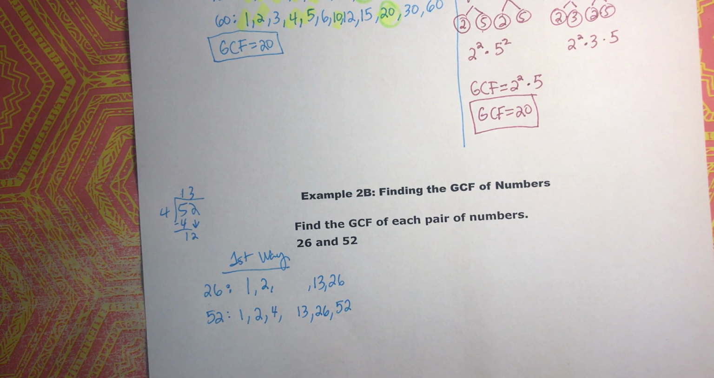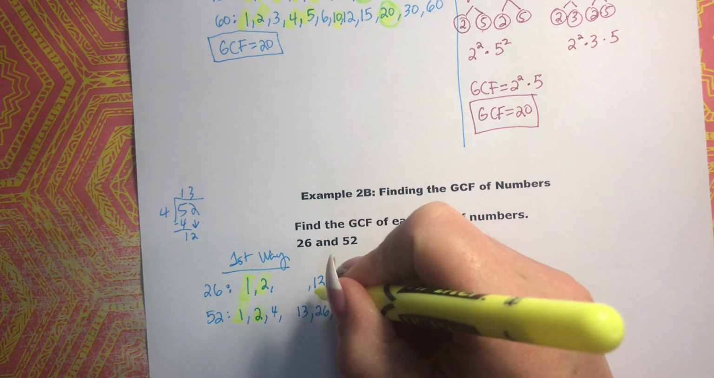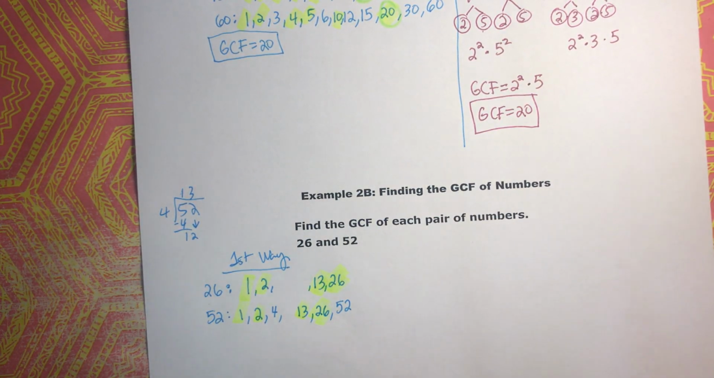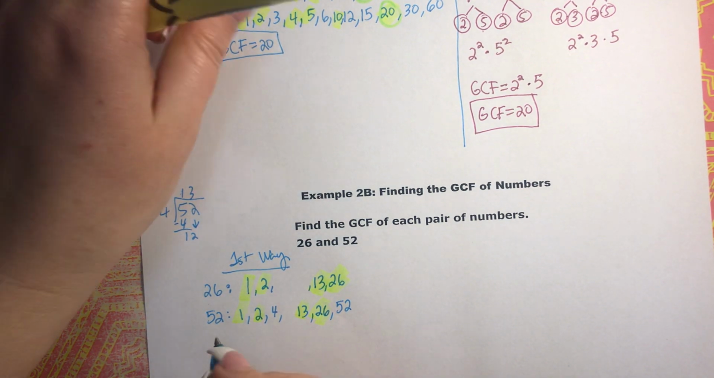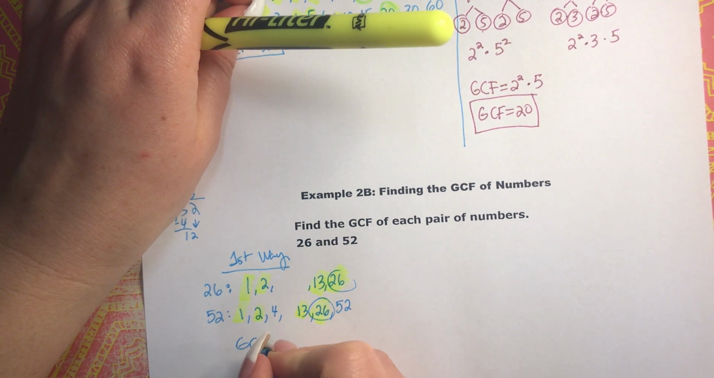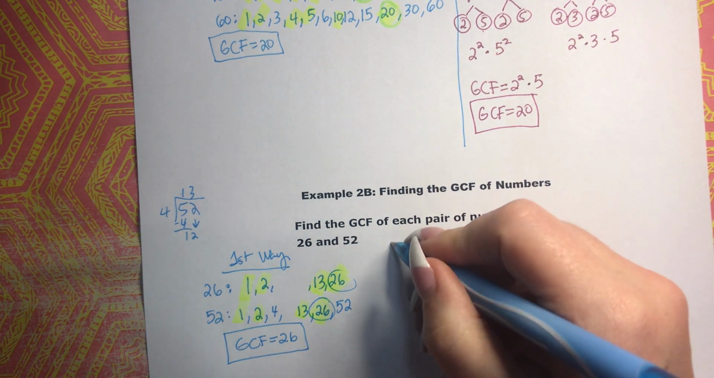Now we're trying to find the common factors, right? So the common factors would be 1, 2, and 13. Oh, and 26. Look at that. All right. And then the greatest common factor would just be 26, right? So the greatest common factor is 26. Okay. Now let's do the second way.